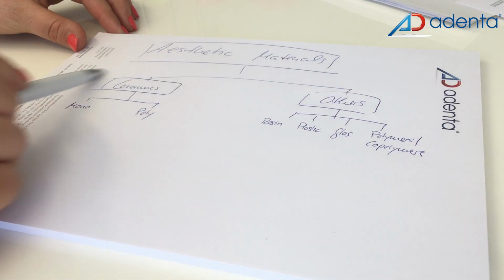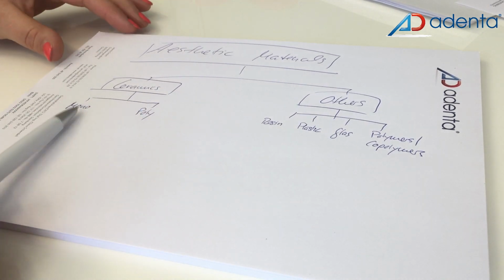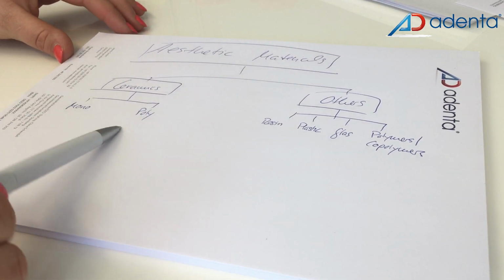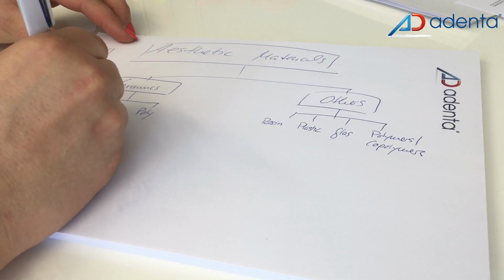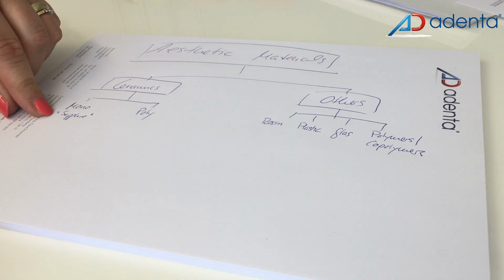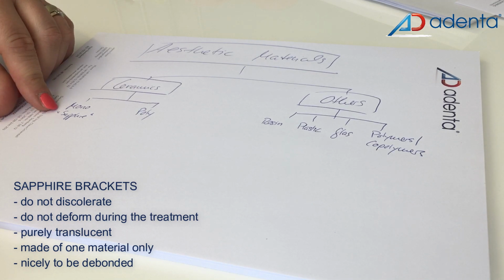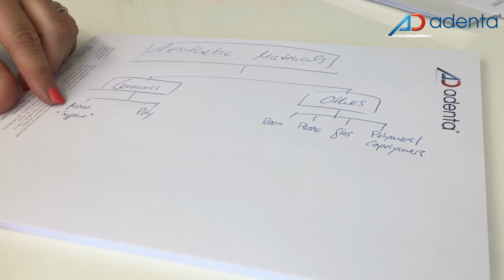Right now we have on the left hand side the most commonly sold brackets and bracket materials, and especially the monocrystalline brackets. Just put in here sapphire, so that everybody knows what I'm talking about. So the sapphire brackets. The main properties are they do not discolor, they do not deform during the treatment, they are purely translucent, they are made of one material only, which is aluminum oxide, and they are nowadays relatively nice to debond. These are the positive sides of it.